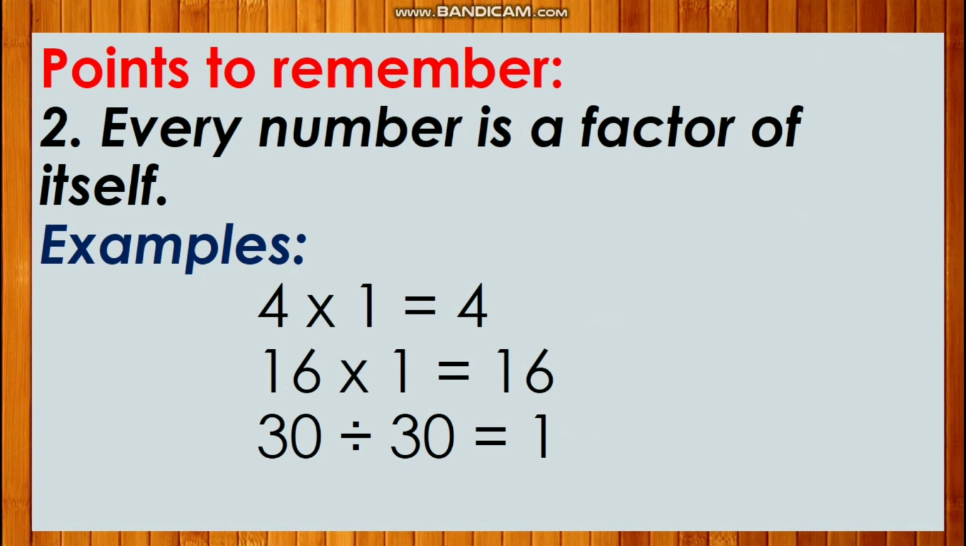Another point to remember, every number is a factor of itself. So, the pair of 1 is the number itself. That's why every number is also a factor of itself. Like for example, 4 times 1 is equal to 4. So, 4 is a factor of 4. 16 times 1 is equal to 16. So, 16 is a factor of 16. 30 divided by 30 is equal to 1. So, 30 is a factor of 30.